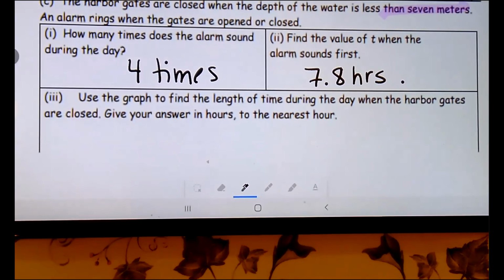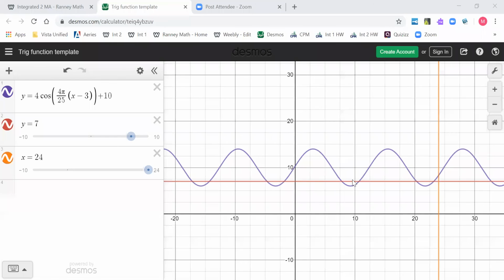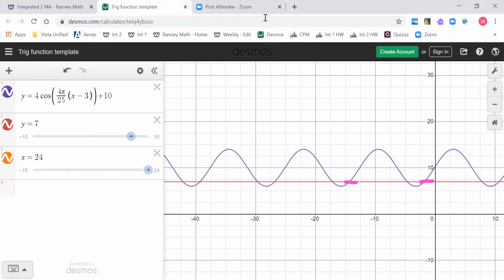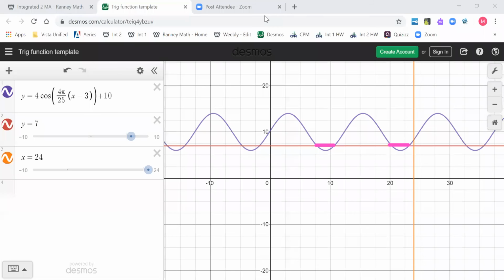Okay, so we want when it's closed. So let me get back to the graph. We want to know how long during the day. So I need to figure out this length of time. Technical difficulties today. So I want the distance from here to here. I'm going to click here without moving anything. That's 7.812 and 10.688. I'm going to come over here and do that math.